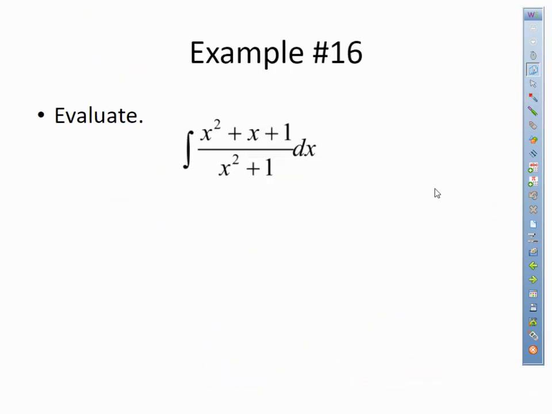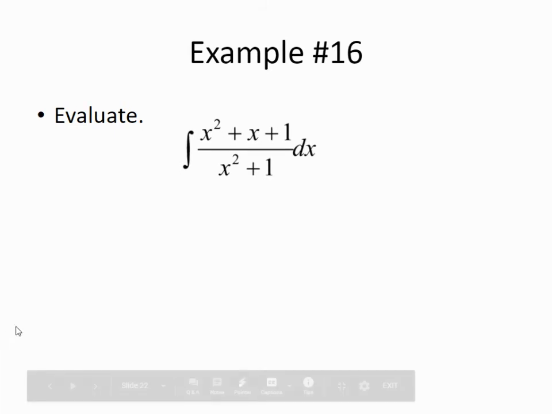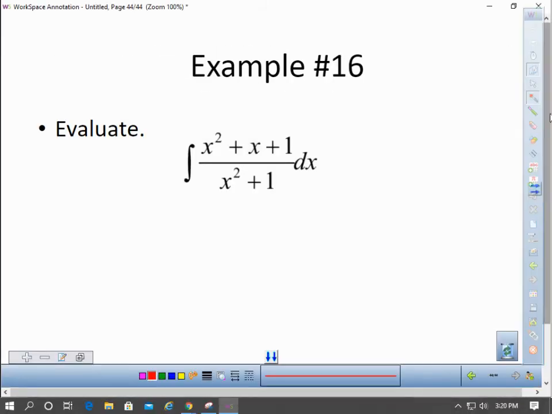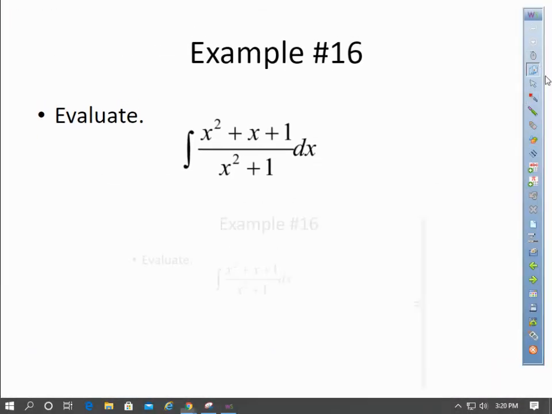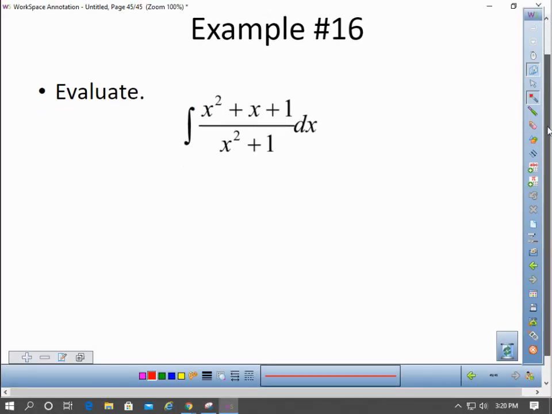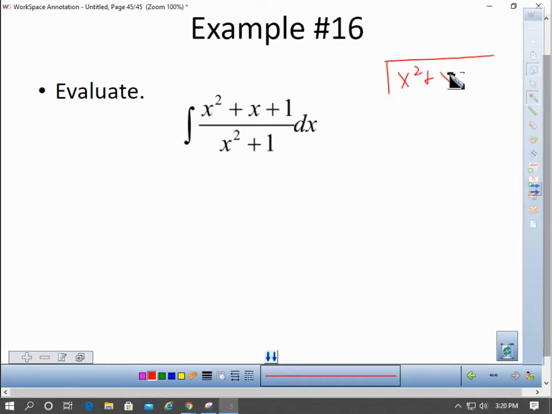All right, let's see what else we got for us. Oh, yeah, this problem. This problem involves kind of a trick. Typically, you're going to divide this longhand. You're going to do x squared plus x plus 1, and divide it by x squared plus 1.